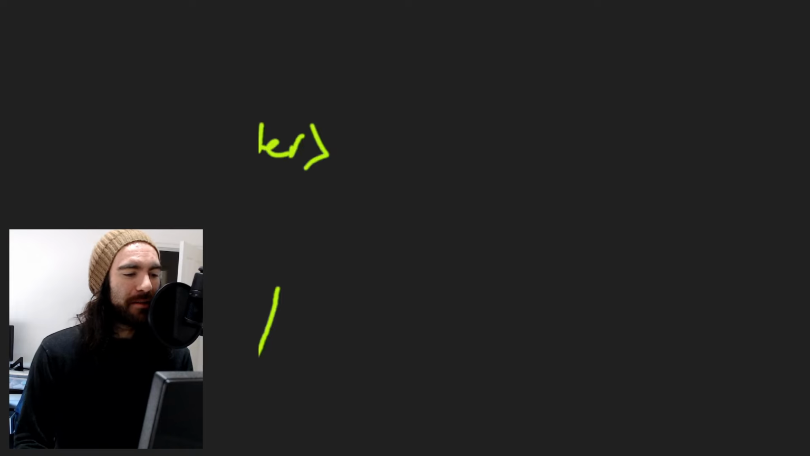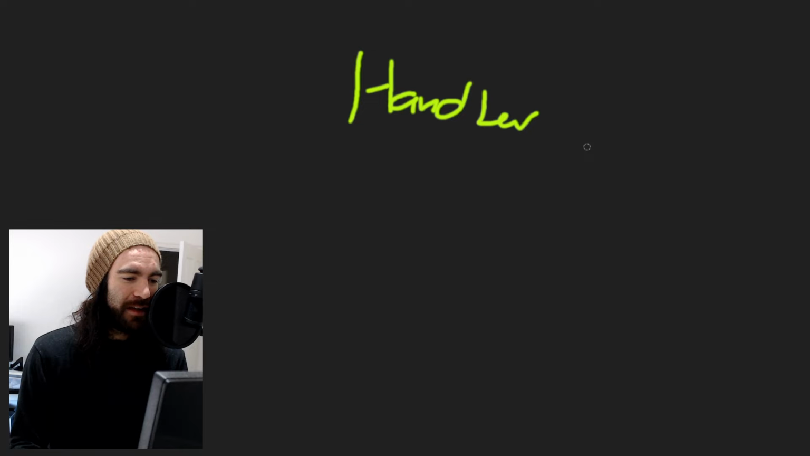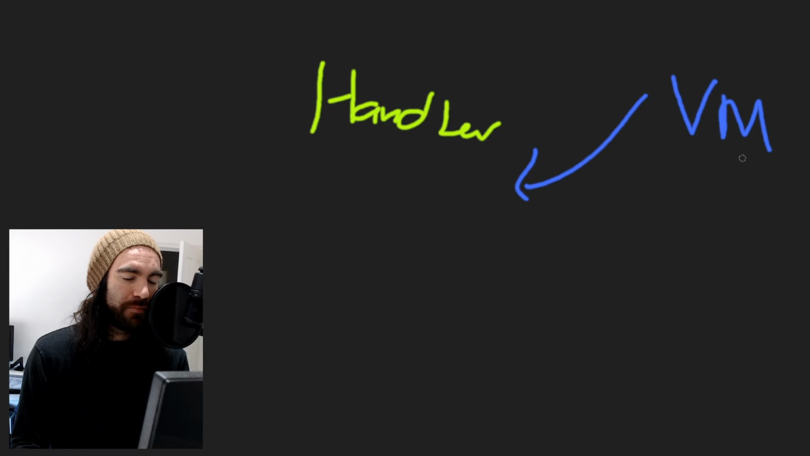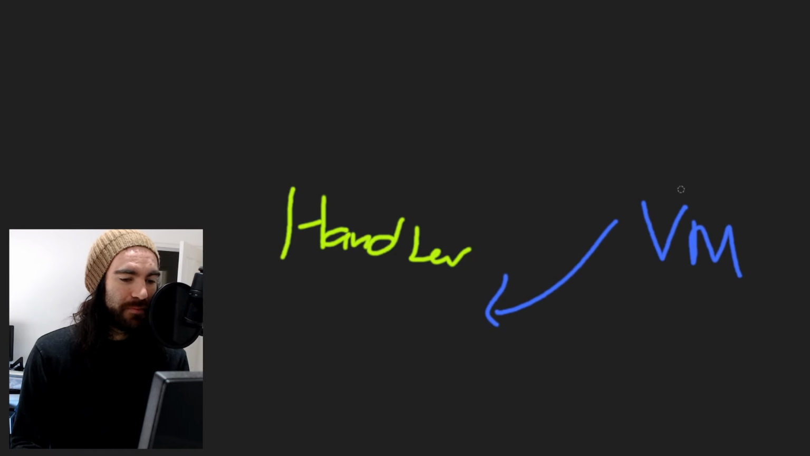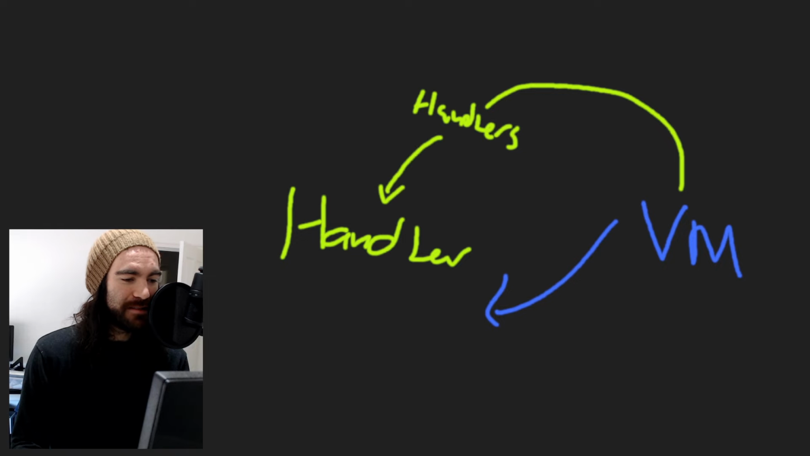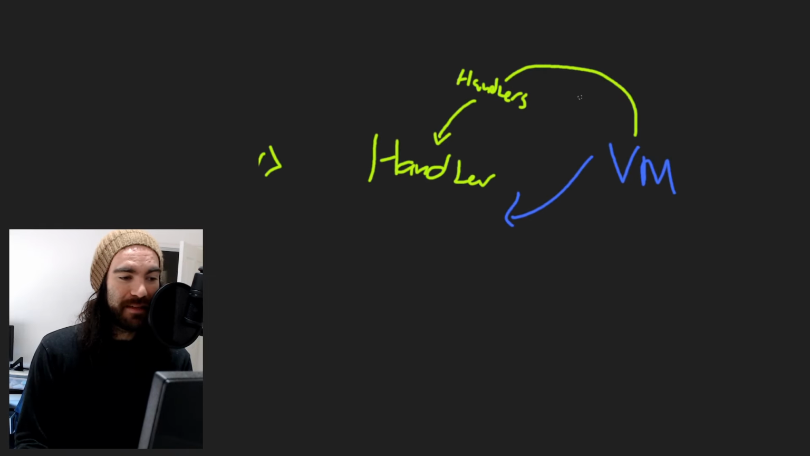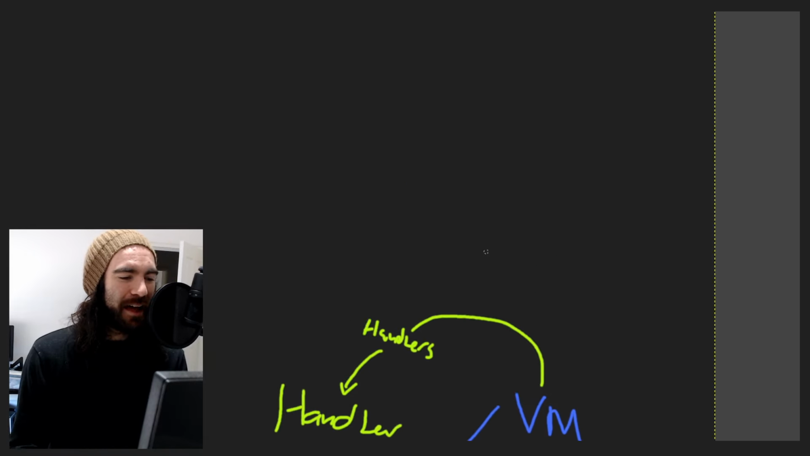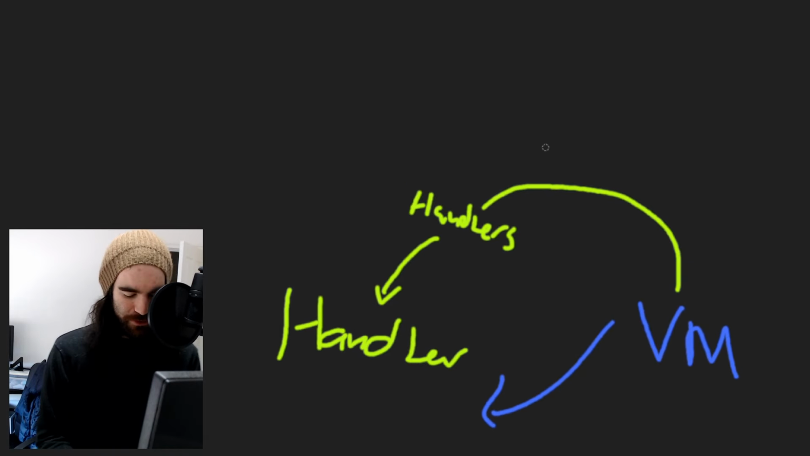So what are the inputs? We have a handler. The handler has to take in a VM, but the VM owns the set of handlers that the handler lives in. This is the problem. This double link is the problem. So how can we restructure this to avoid this situation?